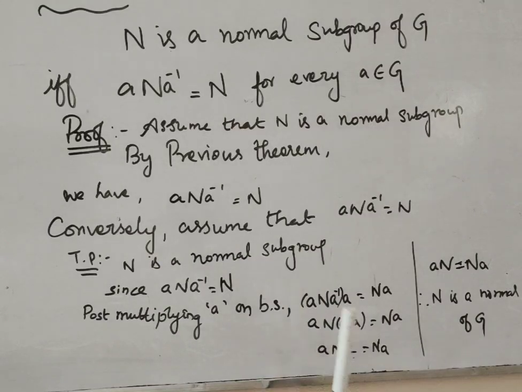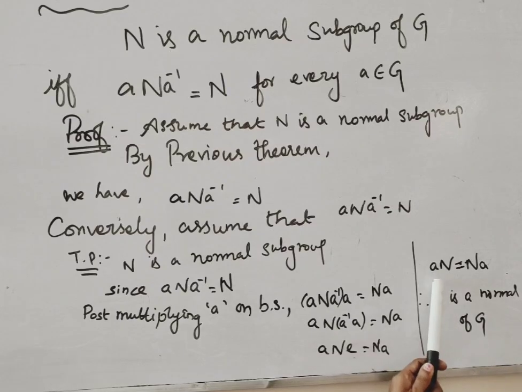Since a belongs to G, which is a group, the inverse element exists. Therefore, a inverse into a is equal to e. Since e is the identity element, we are getting aN is equal to Na. Hence, the left coset is equal to the right coset. Thus, N is a normal subgroup of G. Hence, the lemma.